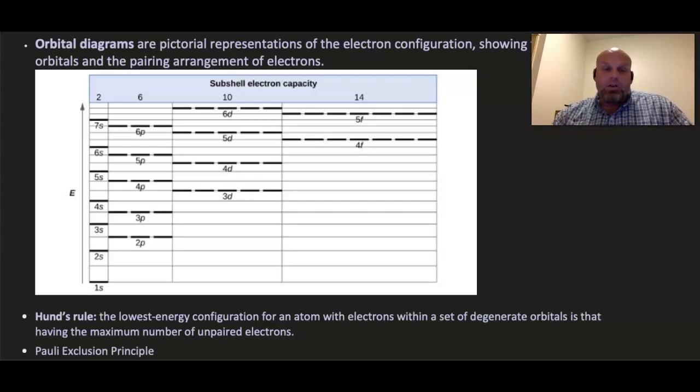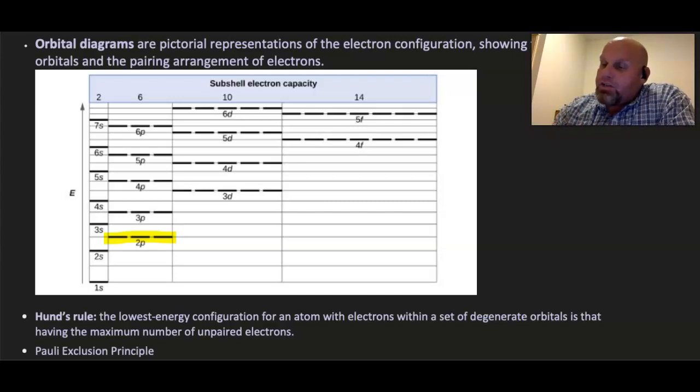The first is Hund's rule. The lowest energy configuration for an atom with electrons within a single set of degenerate orbitals is that having the maximum number of unpaired electrons. What does that mean? It means when I get to a subshell where I have orbitals of the same energy. So looking here at an example of a p subshell. In the S subshell, I only have 1 orbital, so Hund's rule doesn't really come into effect. In the other types of subshells, I do. So now in the P subshell, I have 3 orbitals here.